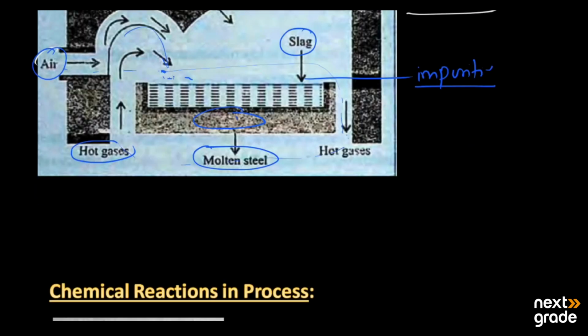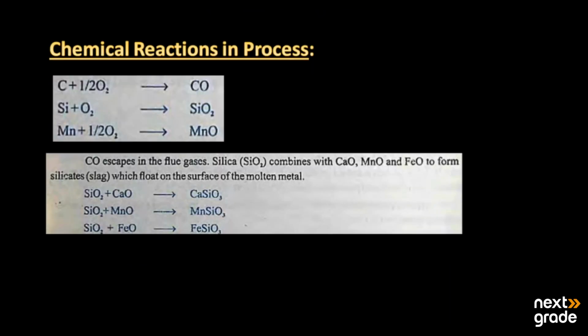Now, what type of chemical reactions are involved in this process? The first one is carbon. When we have the blast of hot air, there is production of carbon monoxide. If silicon is present, it reacts with oxygen and produces silicon dioxide. Manganese, combining with oxygen, produces manganese oxide. The carbon monoxide that is prepared escapes in the flue gases, and the silicon dioxide combines with the calcium oxide, which is the quick lime charge that we have provided.